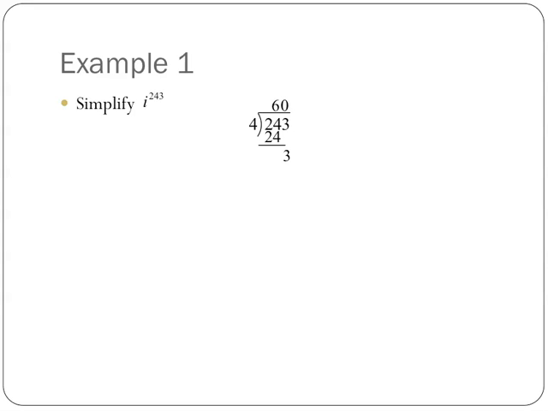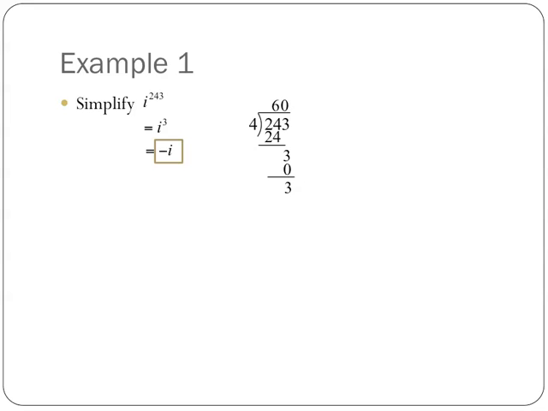So since it's a remainder of 3, what this means is that i to the 243rd power is the same as i to the third power. And i to the third power is something that we can come up with much more easily, because i squared is equal to -1, so -1 times i is equal to -i.